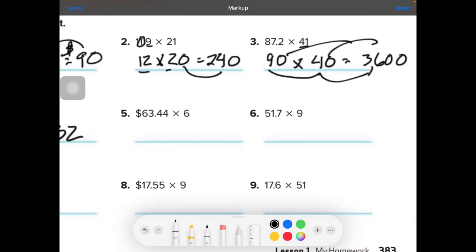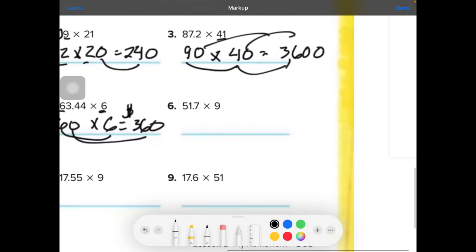Number 5, $63.44 times 6. Well, I'm going to look for something that gets along really well with a 6. I'm going to say 60 would be a lot easier for me to multiply. 6 times 6 is 36. Bring the 0 over, it's 360 with the dollar sign.